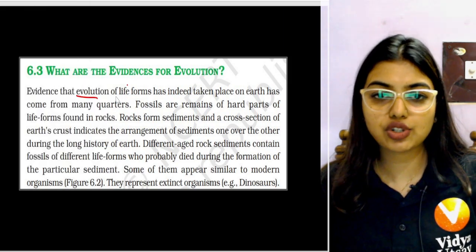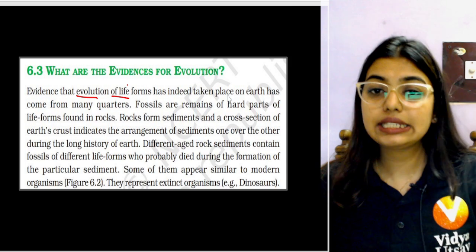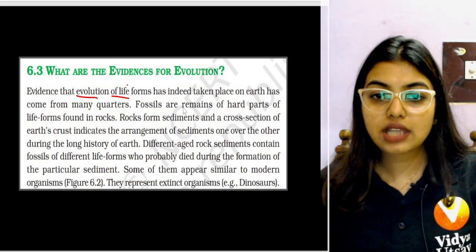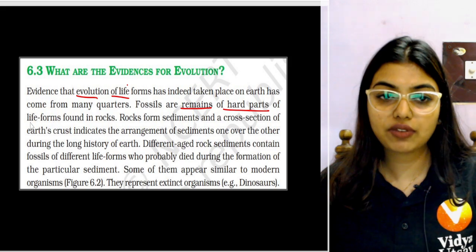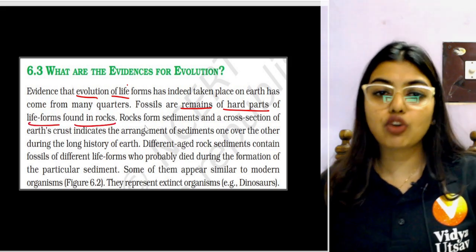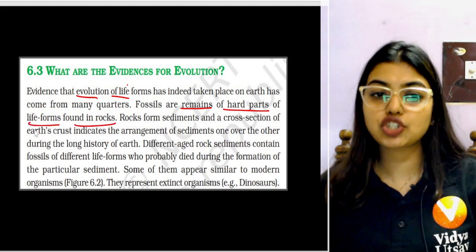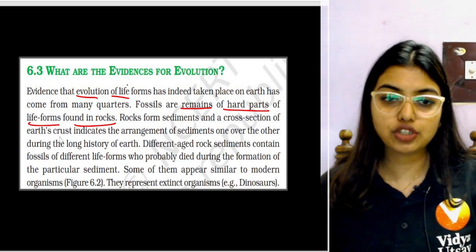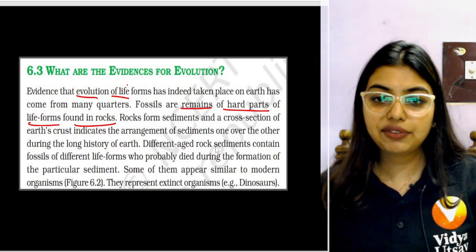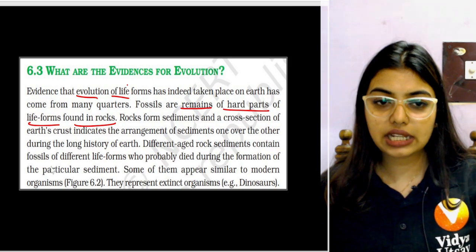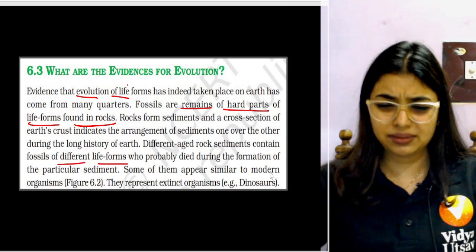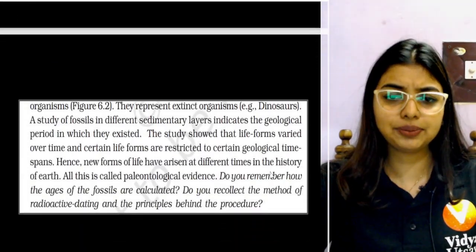Evidences that evolution of life forms has indeed taken place on Earth have come from many quarters. Fossils are remains of hard parts of life forms found in rocks. Rocks form sediments, and a cross section of Earth's crust indicates the arrangement of sediments one over the other during the long history of Earth. Different aged rock sediments contain fossils of different life forms who probably died during the formation. So here what they're telling, I'll tell you.